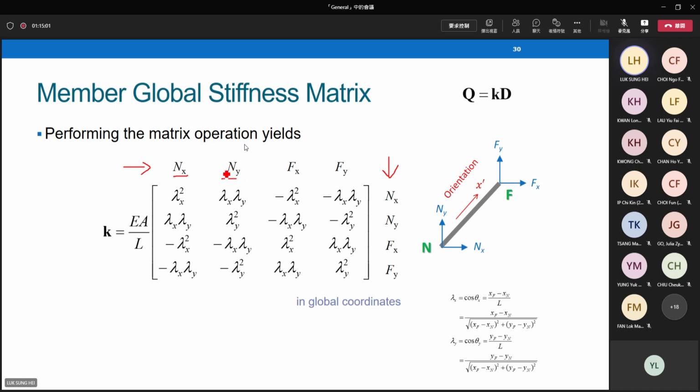Nx and Ny represent their positions. Say, for example, Nx means these directions. N along the x direction, we call it Nx. This index helps you to identify which direction they are referring to for this matrix. Later on, when we discuss some examples, you will know more about this arrangement. It depends on how you set up the degrees of freedom.